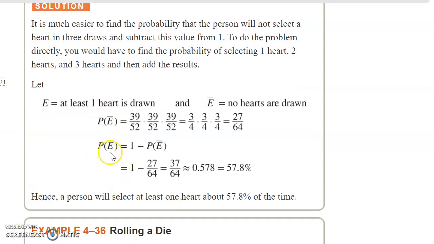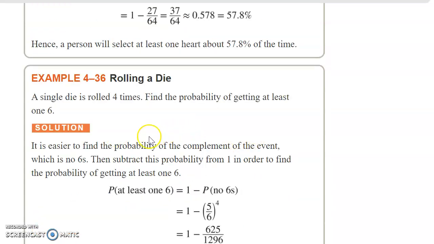Now, that's the typo I wanted to tell you about. It shouldn't be probability of E bar here. It should be the probability of E. I'm sorry for the typo, but it's not my fault. So the probability of E is 1 subtract the probability of E bar. That probability of E bar comes from right here. 1 subtract that gives me this. Boom, there it is.